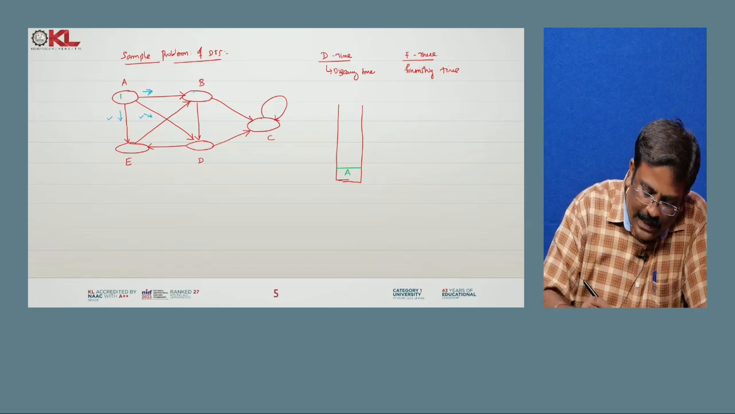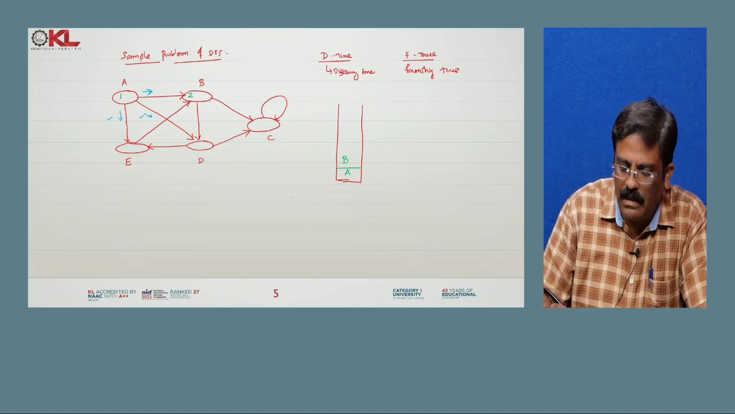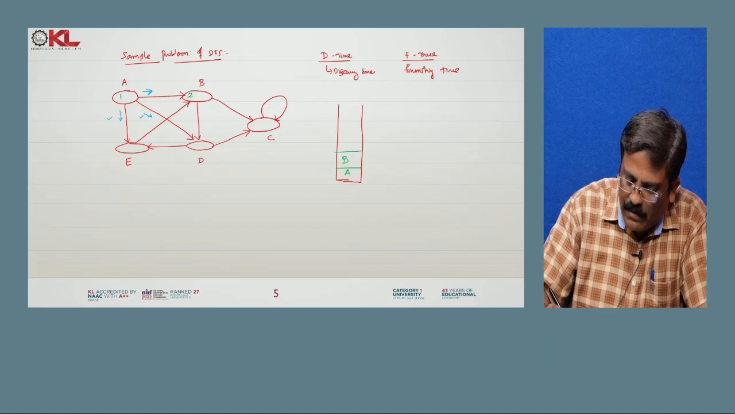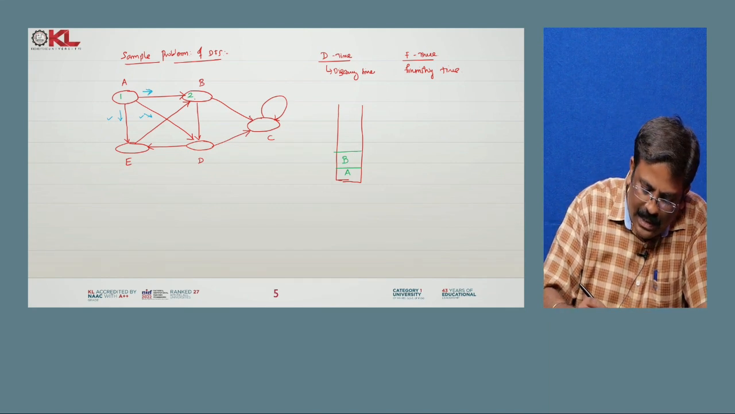The discovery time of B, the next node I visit after A, is 2. I am updating the stack with B. Now the rule says that once you have visited B, check whether there are any unvisited vertices available from B.